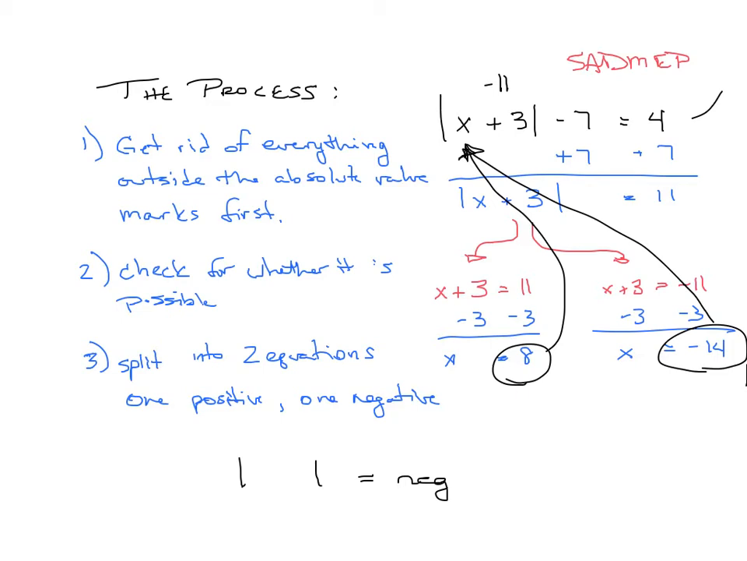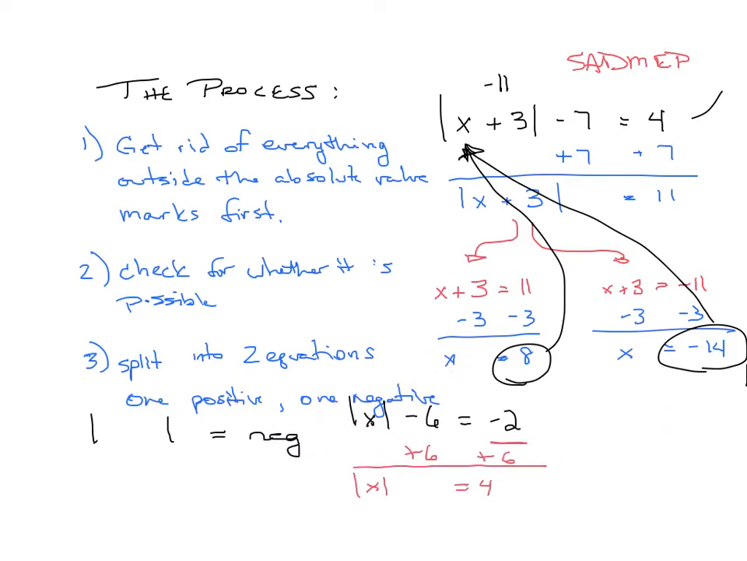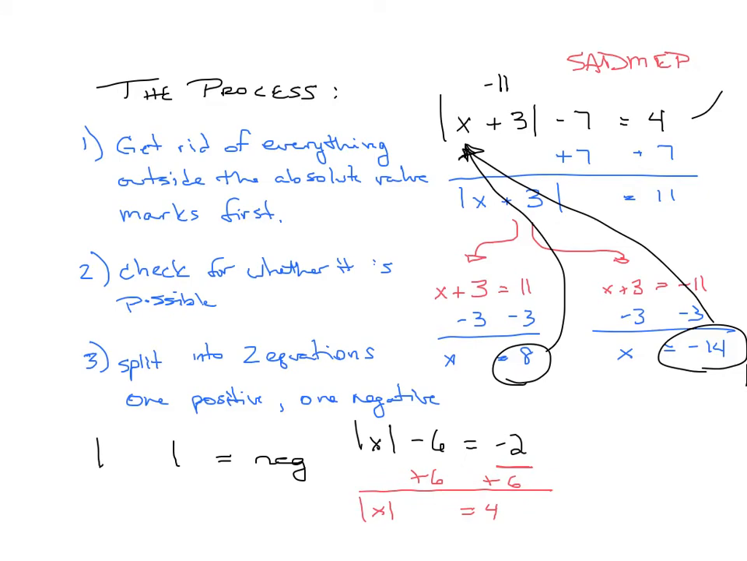Careful, right? If you have the absolute value of x minus 6 is equal to negative 2, that's going to be okay. We're not going to look and check to see whether it's possible until after. That negative 2 really doesn't matter right now. We're going to wait till after we get rid of everything outside the absolute value marks. The absolute value of x is equal to positive 4. In this particular case, that's going to be okay. It's going to work.